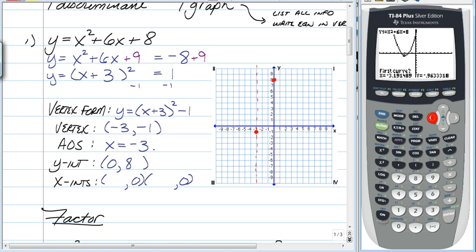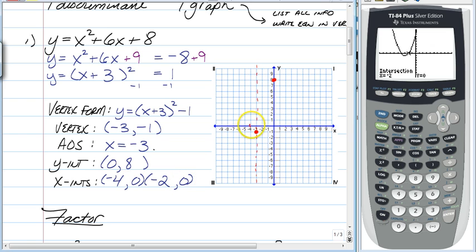So we're going to scroll to the left and put it right about here. We're going to press enter 3 times, and we're going to find out that the x-intercept on the left is -4, 0. So this is -4, 0. And then we're going to do it again. We're going to press second, trace, number 5, and we're going to scroll to the right, and we're going to press enter 3 more times, and we're going to get -2, 0. So our other x-intercept is -2, 0.